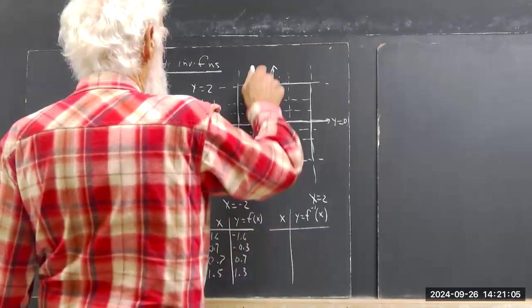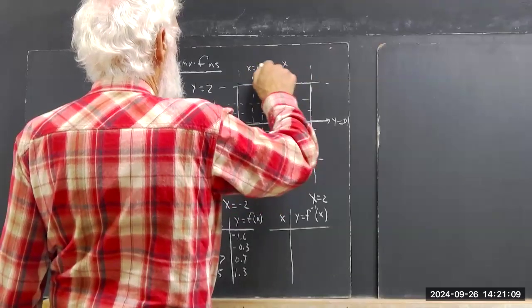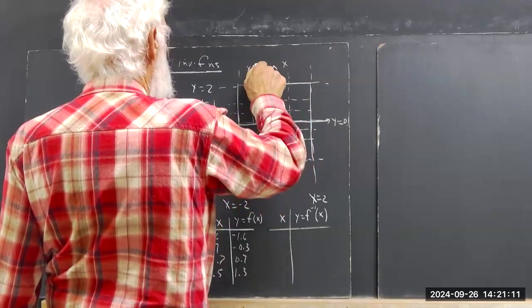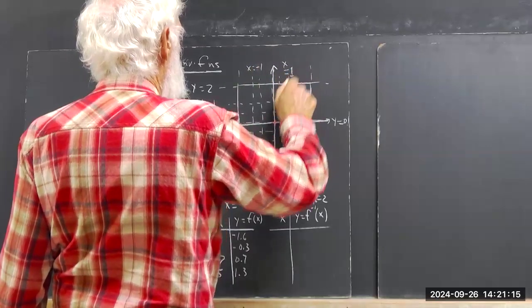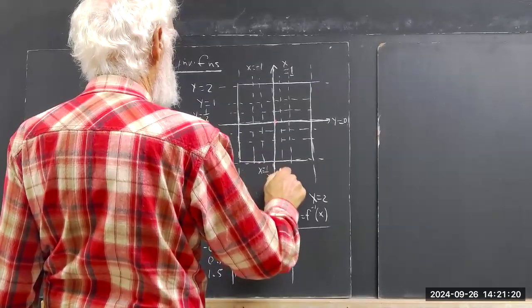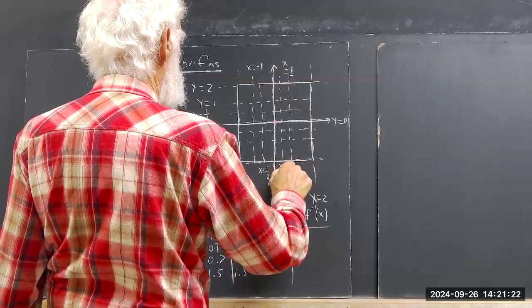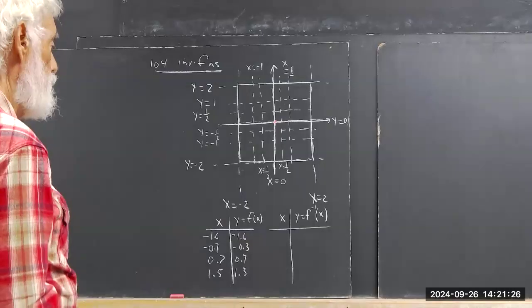Similarly, we label this line x equals 1. This line, I'm sorry, x equals -1. This line x equals 1. On this line, x equals -1/2. This x equals 1/2. So now we kind of know where everything is.